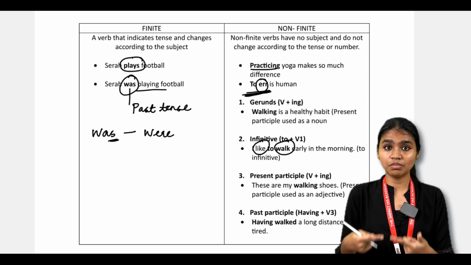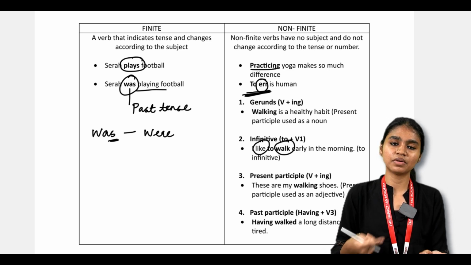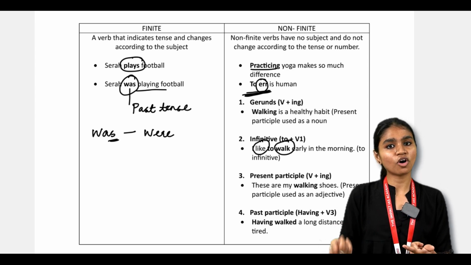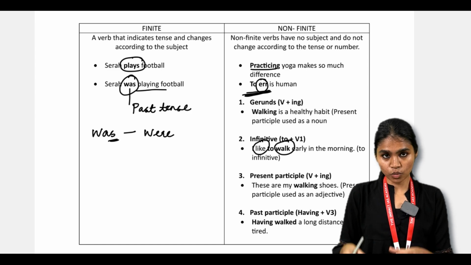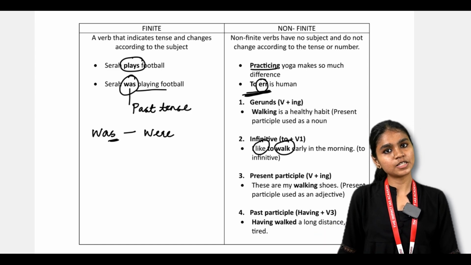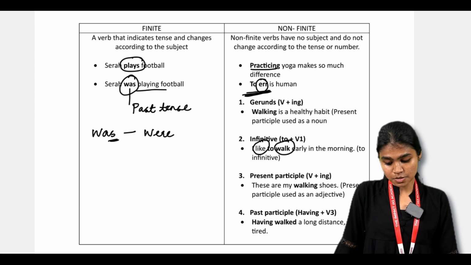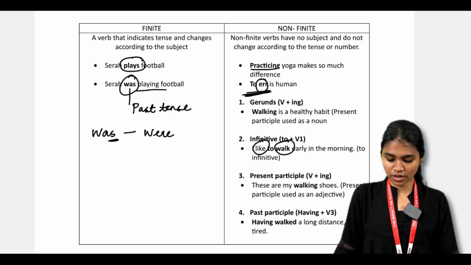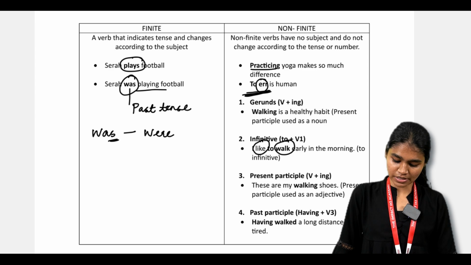When you are describing a noun, what do you call it? You call it an adjective. So when the verb is performing the function of an adjective, it becomes the present participle. And at last, past participle. Its format will be having plus verb 3.